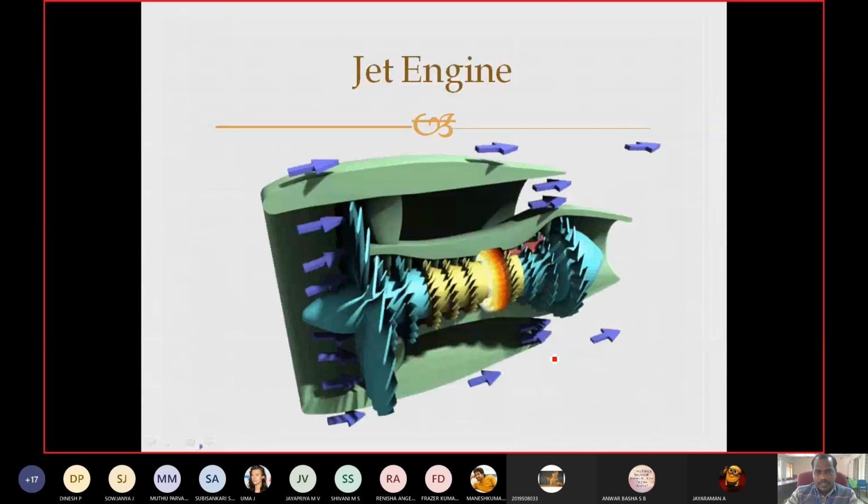Then these are the components. This is the model of a jet engine. So these are the propellers. We can suck the air. Then this is the compressor. Then we have a combustion chamber. Then we have nozzles.